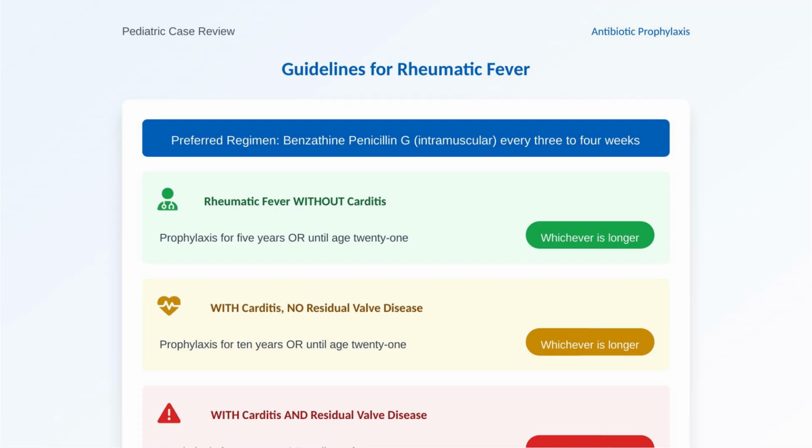For patients with rheumatic fever without carditis, prophylaxis should continue for 5 years or until age 21, whichever is longer. In cases where carditis is present but there is no residual valve disease, the duration extends to 10 years or until age 21, whichever is longer. The most intensive prophylaxis is required for patients with carditis and residual valve disease, where prophylaxis should continue for 10 years or until age 40, whichever is longer, with consideration given to lifelong prophylaxis in severe cases.